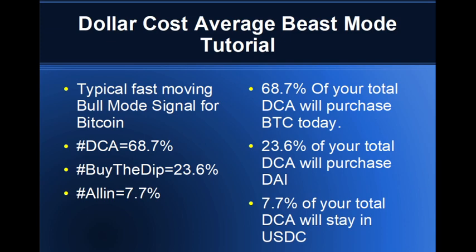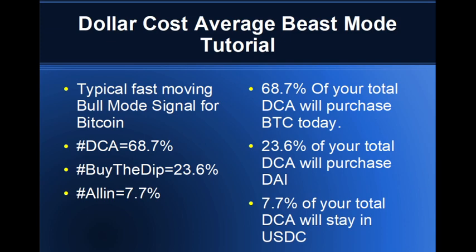So that is $23.60. That money would be set aside to buy the dip. You would save that in DAI, and then it's earning 2% interest on top of that. So it'll continue to accrue interest, and you don't have to worry about moving it around. You can keep it on Coinbase.